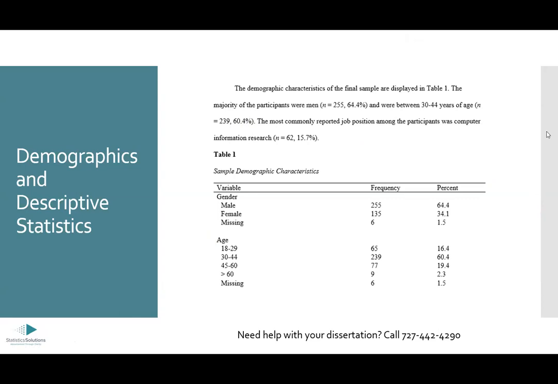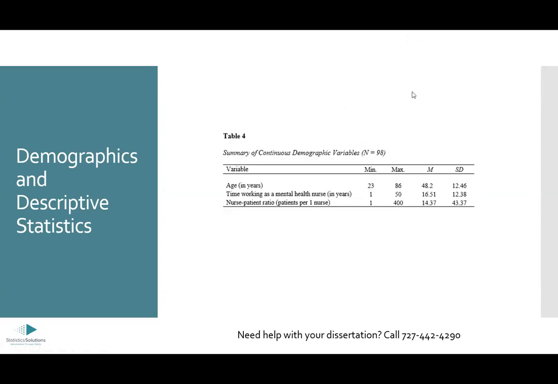Okay. All right. So now in this example, we are presenting the continuous demographic variables for a total of 98 participants. So again, you see age. In this case, we're presenting age in years, so it's appropriate here to present it this way. We're providing the minimum, the maximum, the mean, and the standard deviation. And then they're also presenting these 2 other variables: time working as a mental health nurse in years and the nurse to patient ratio. So this is how you might present your continuous variables.